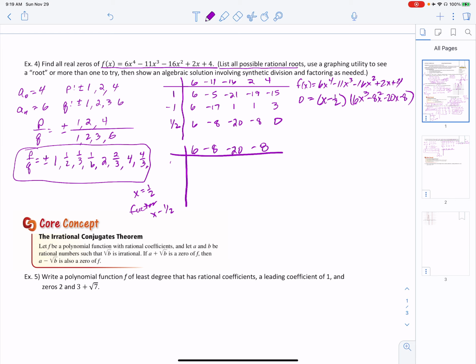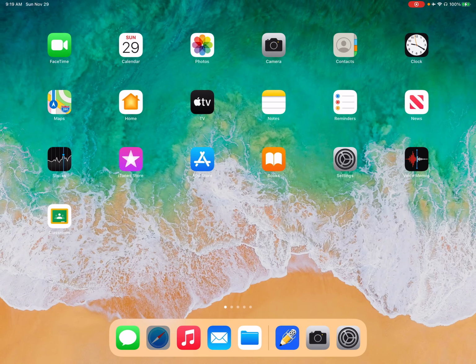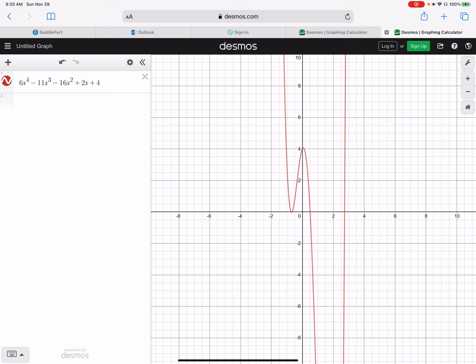And I'm going to look at this because a root is where it's crossing the x-axis. So I'm going to switch over to Desmos, and there I have this graph. And we just found out that 1/2 was a 0, a root, and it gave out the y coordinate of 0. And so we've got that factor.